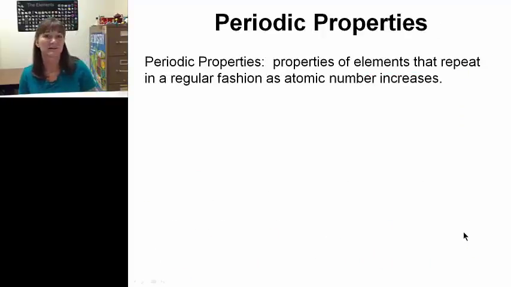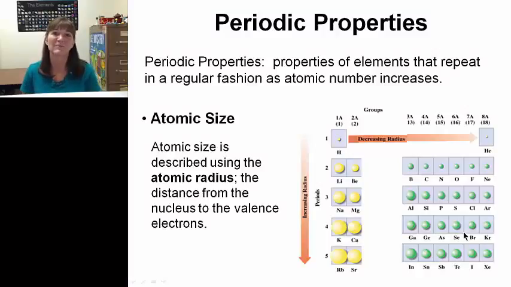Okay, some periodic properties of elements. So properties of elements that repeat in a regular fashion as the atomic number increases. So one of these properties is the atomic size. It turns out that as you move from left to right on the periodic table, the size of your atoms gets smaller as you move from left to right in a period. And as you move from top to bottom, they get bigger. Okay, so the atomic size is described using the atomic radius.